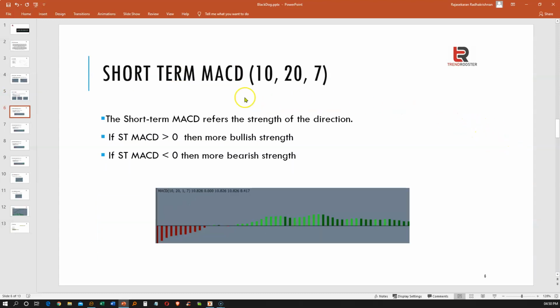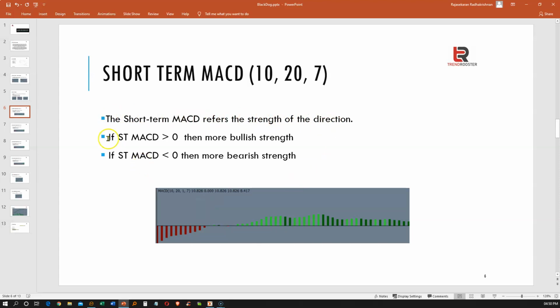Short-term MACD. The MACD that he uses is slightly different from the MACD that comes with other platforms. The setting is 10, 20, and 7. The 7 is not useful here, because the line is not plotted, only the histogram. The short-term MACD refers to trend strength, basically.